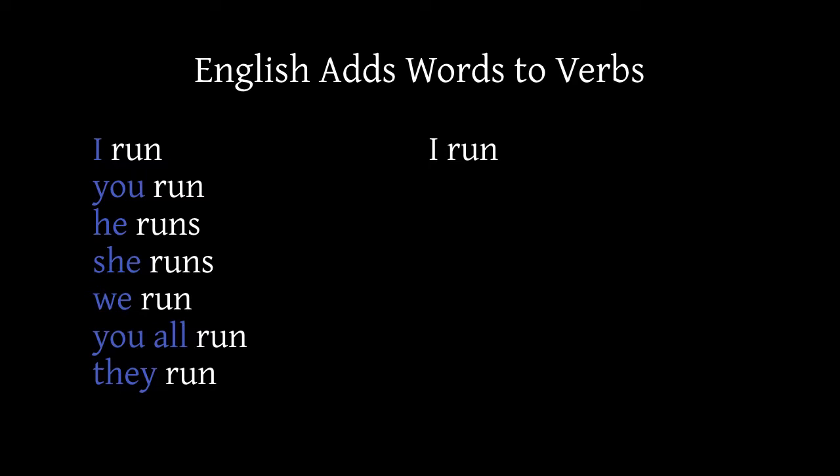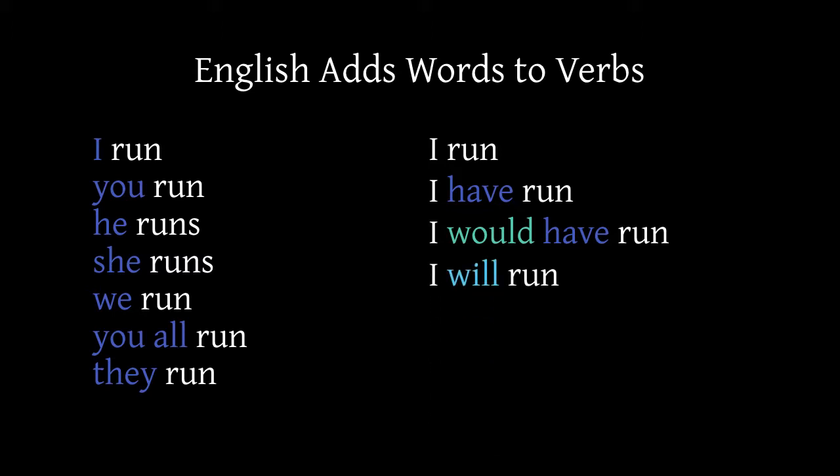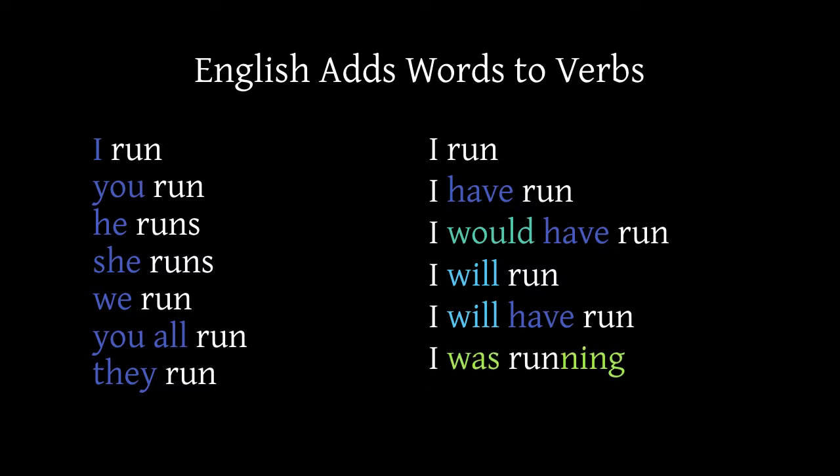So when we want to change mood or tense, we even add more words. That was just the forms of the present tense. I run is first person singular, present active indicative in English. But we can say the perfect, I have run. We can say the perfect subjunctive, I would have run. We can say the future, I will run. Or the future perfect, I will have run. The past progressive, I was running. Or the simple past, I ran.